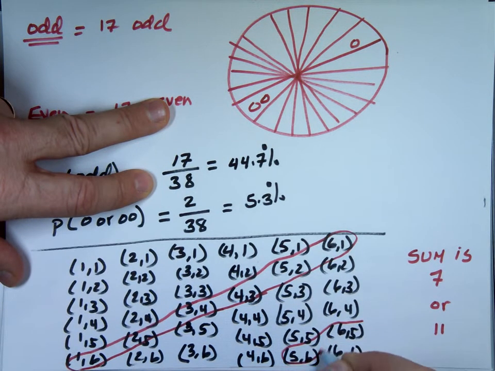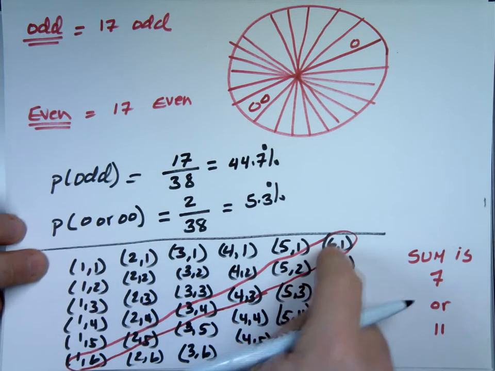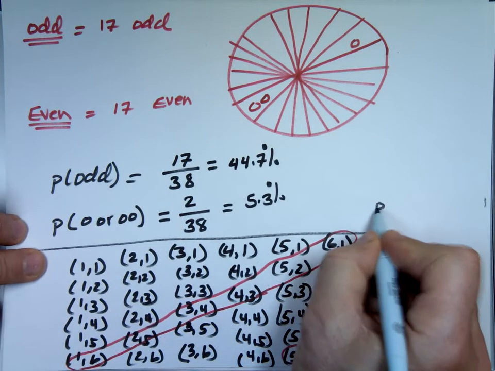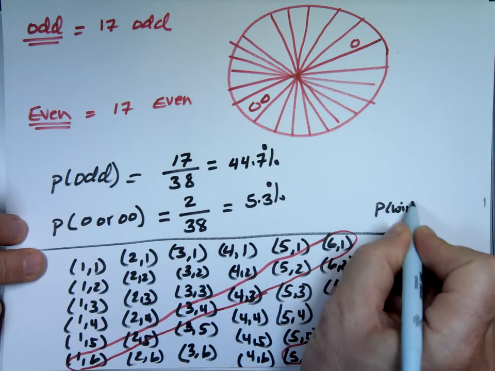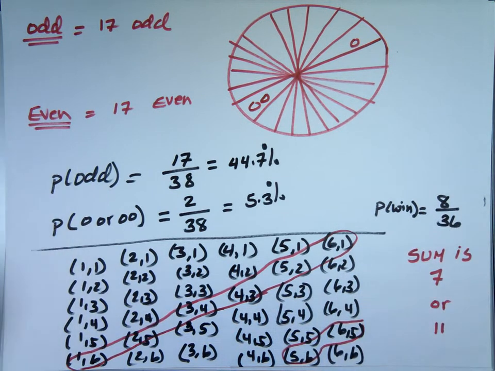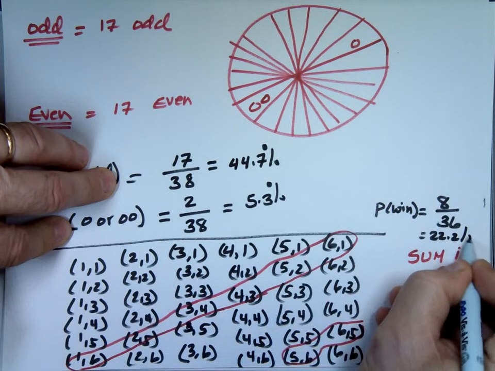So your chance of winning when you play craps there is what? 1, 2, 3, 4, 5, 6, 7, 8. Your chance of winning is 8 divided by 36. You have a very small chance. What's 8 divided by 36? It's roughly a 22% chance. That's your chance of winning.